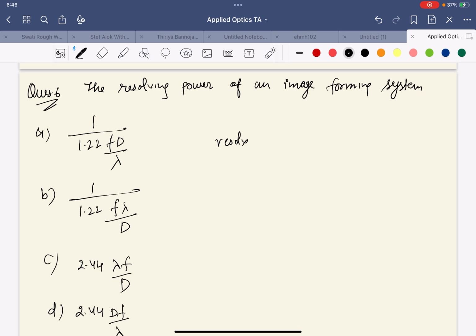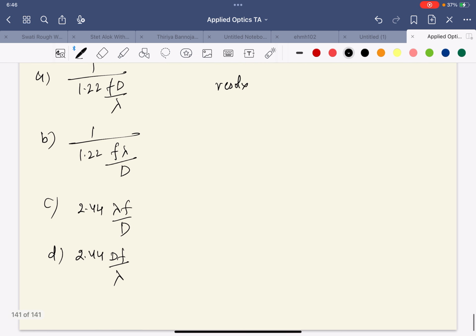So as we know, the resolving power of an image forming system such as a microscope, telescope or camera refers to the ability to distinguish two closely spaced objects as separate. It measures the system's capability to reveal fine details in the image. So the higher the resolving power, the finer the detail that can be resolved. This is for the linear resolution.